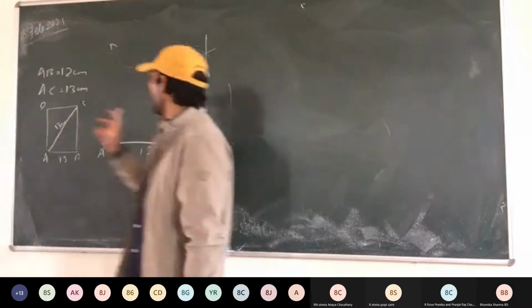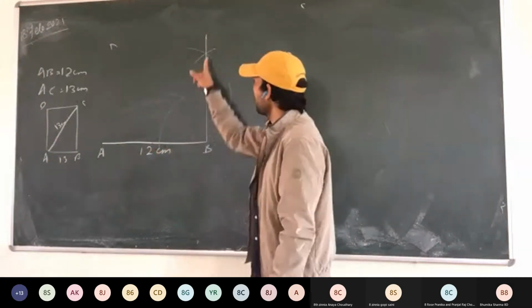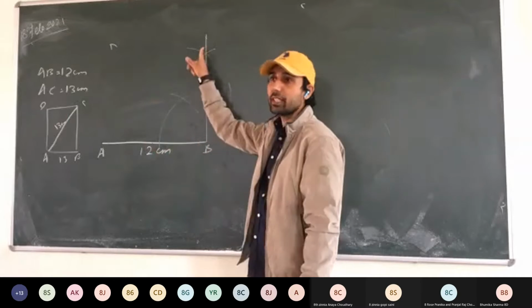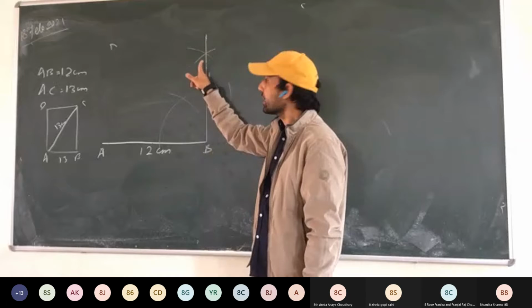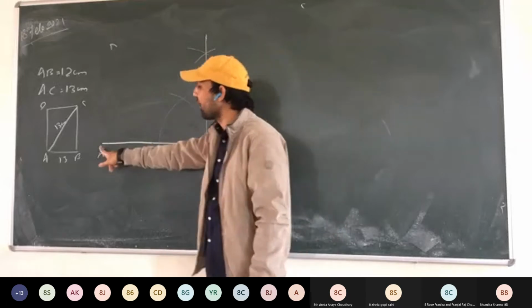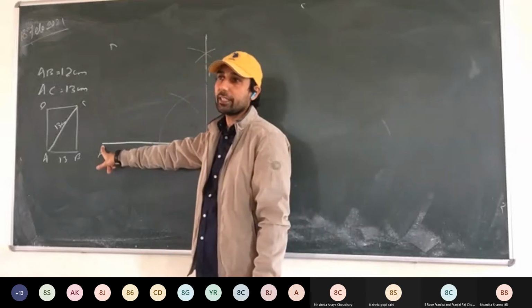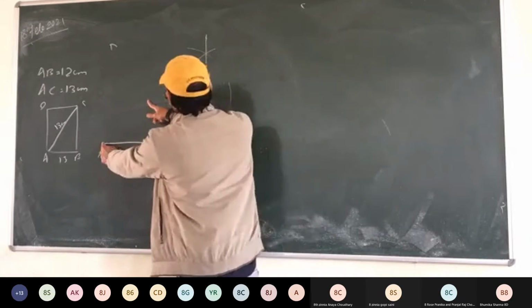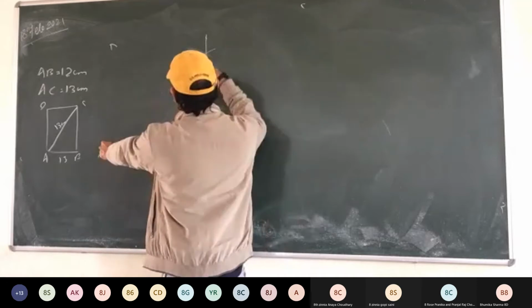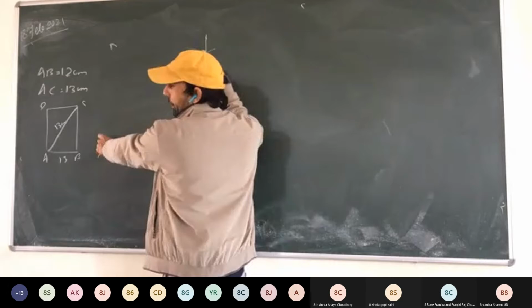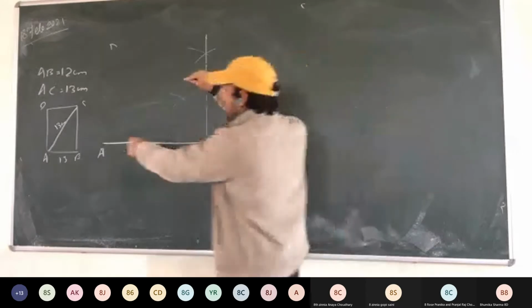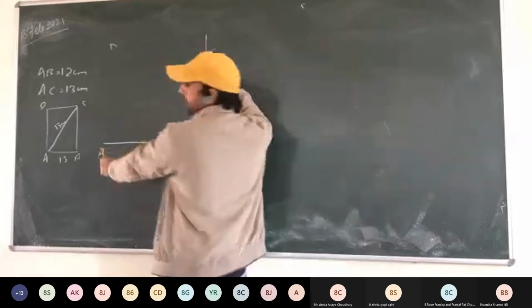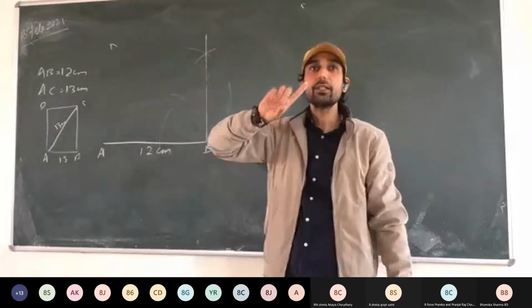So see here, first point C will be lying somewhere on this line, such that point C has to be how far from A? 13 centimeters. So this length must be 13 centimeters. How to do it? If you are able to take 13 centimeters from A in the compass, make an arc on this line. You got the point?